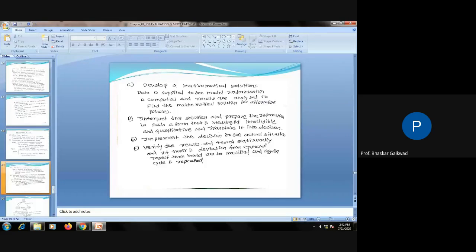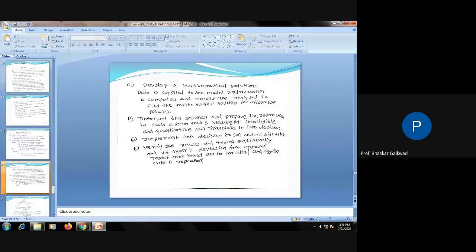It means maybe a matrix, maybe an equation, or any other mathematical theory we can use to solve these problems and find out the solution of the same. State the different alternatives and which is the best alternative.